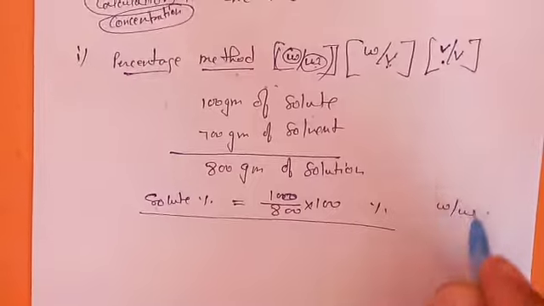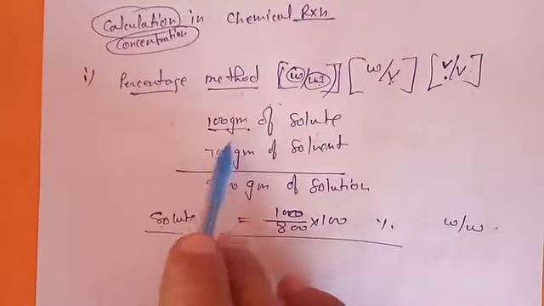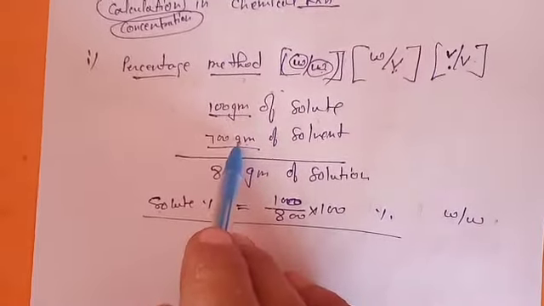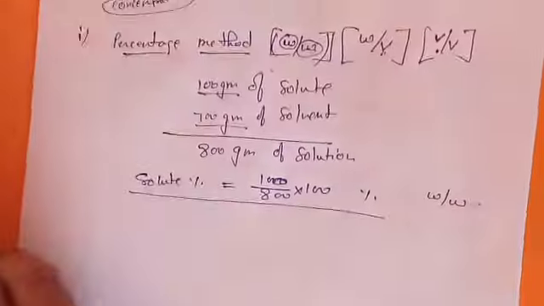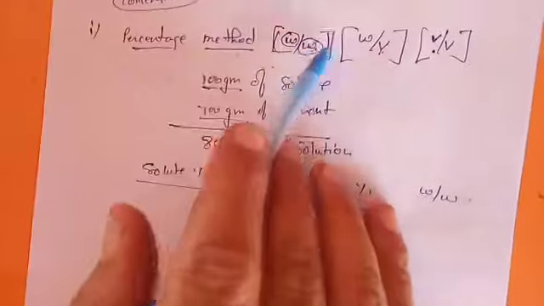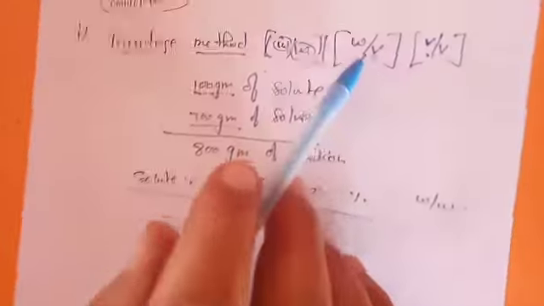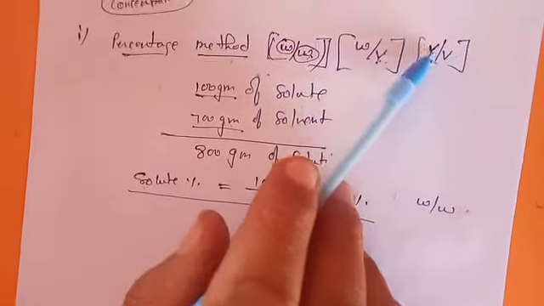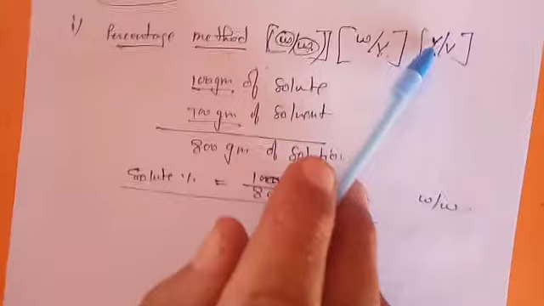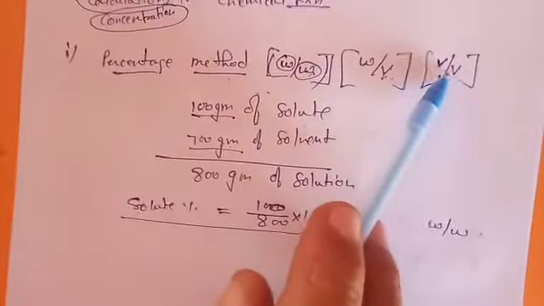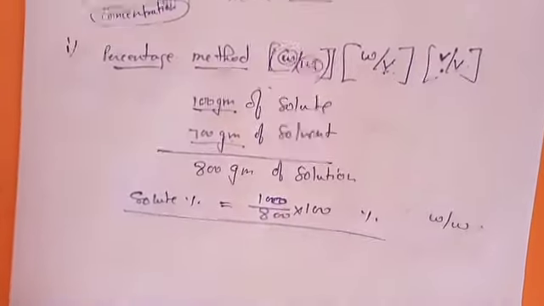It will come in W by W. Why? Because the mass of the solute is given and the mass of the solvent as well, so both are considered solid. That's why we are giving the percentage in W by W. So you can get it in three terms, and you must know which one to use in which case: when mixing two solids, when mixing a solid into a liquid, and when mixing two liquids. You will usually see these types of notations in a medical store, on some medicines.